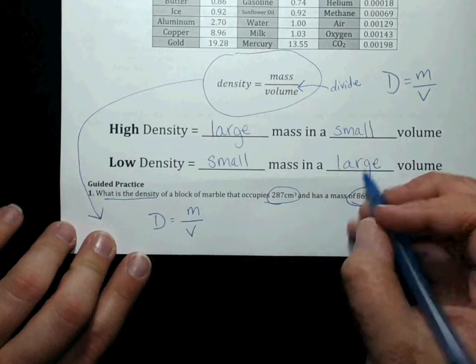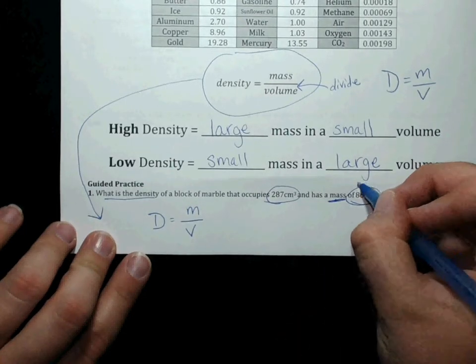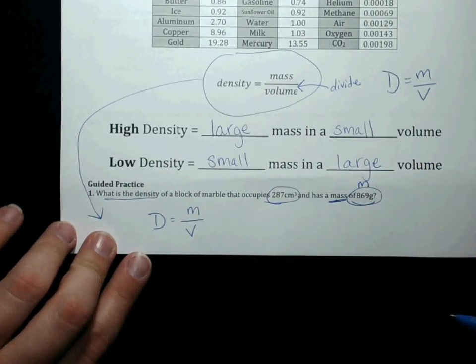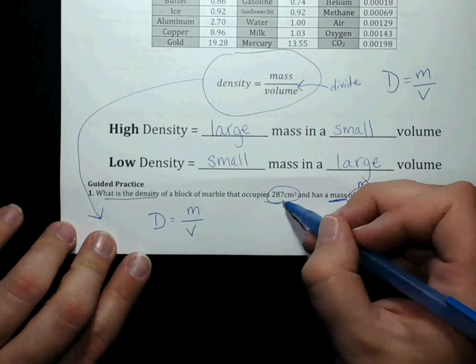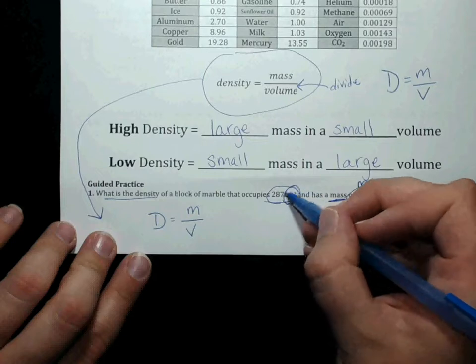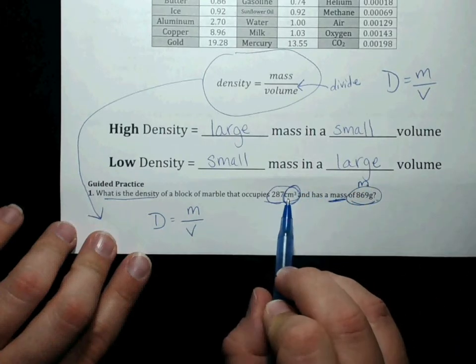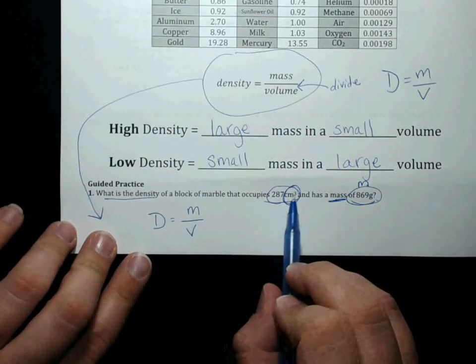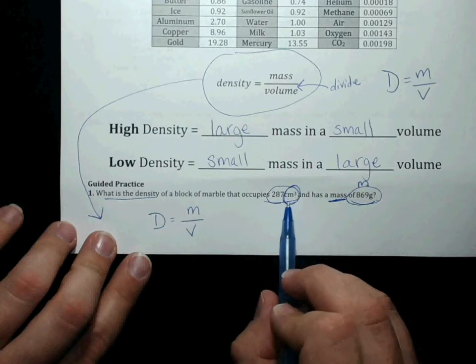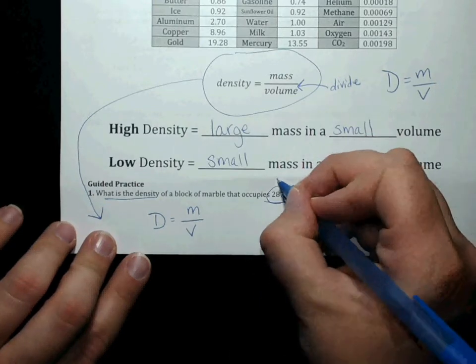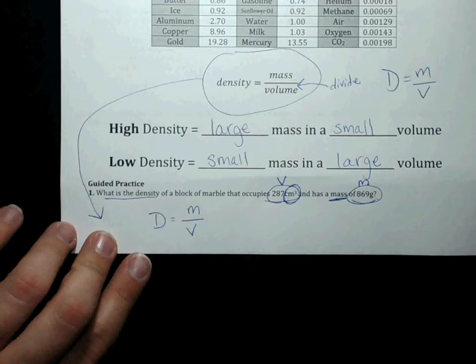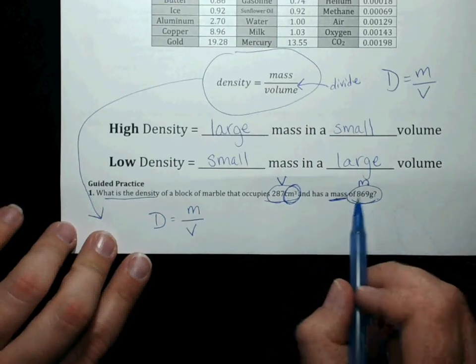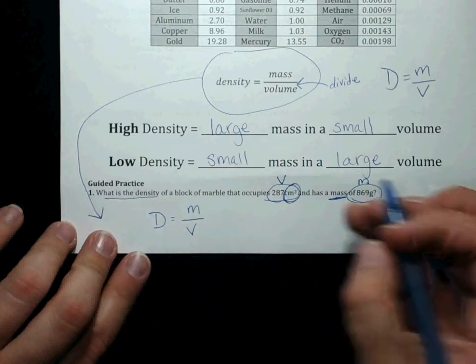869 grams, they're telling me that that's a mass, so this is going to be my M. And in general, mass is always going to be grams. You should know from your math classes, if not also your science classes, that cubic centimeters is a unit for volume. Anytime there's a cubed distance, that's always going to be a volume unit. You should already know what those units mean from your math classes. So here's an M, here's a V, they want a D.